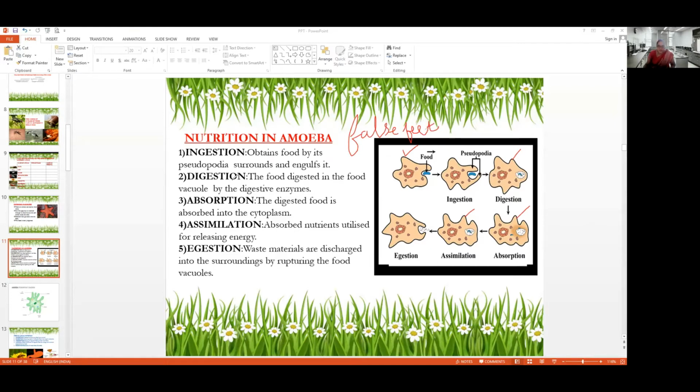Okay, next comes digestion. The food is digested in the food vacuole by the digestive enzymes. Absorption: the digested food is absorbed into the cytoplasm. And then assimilation: the absorbed nutrients are utilized for releasing energy. Then egestion: waste materials are discharged into the surrounding by rupturing the food vacuole.